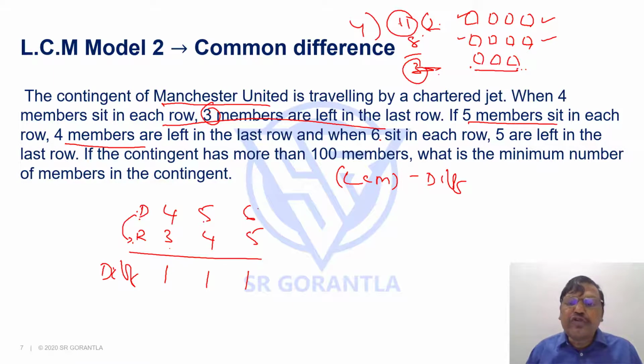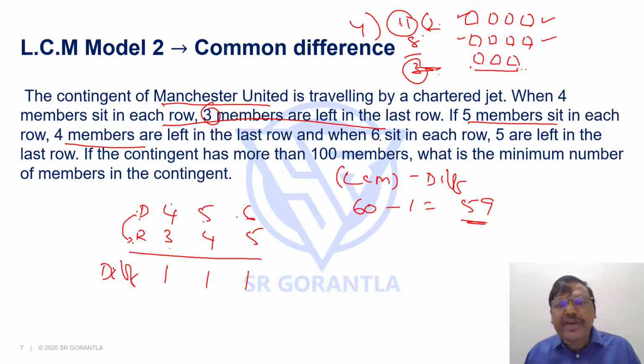What is the LCM of 4, 5, 6? You already calculated it in a previous question. LCM of 4, 5, 6 is 60, minus the difference, which is 1. 59 is the least number. Why should I subtract 1? When it is a remainder you add, but when it is a difference, why do you subtract? The reason is this.